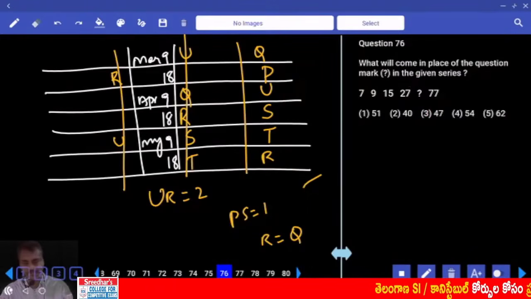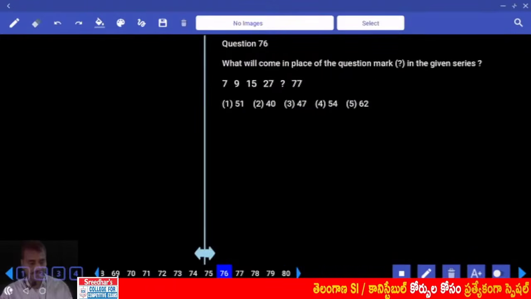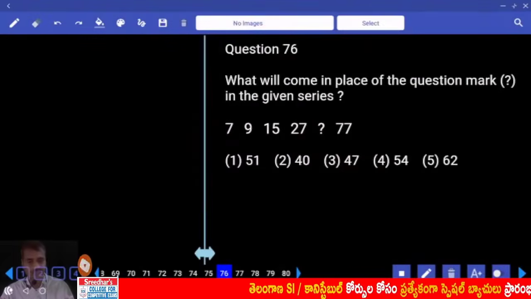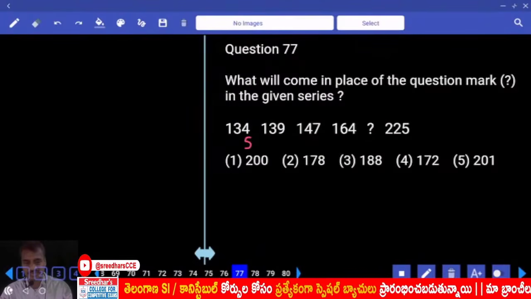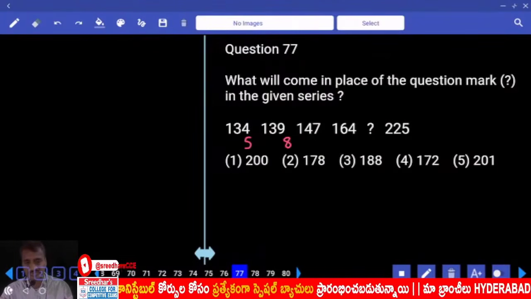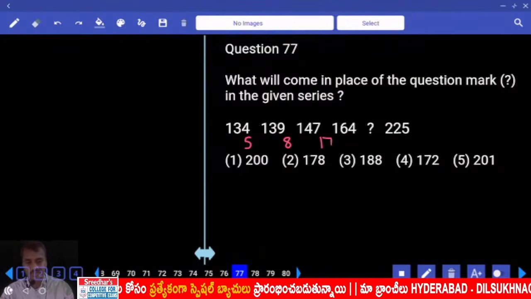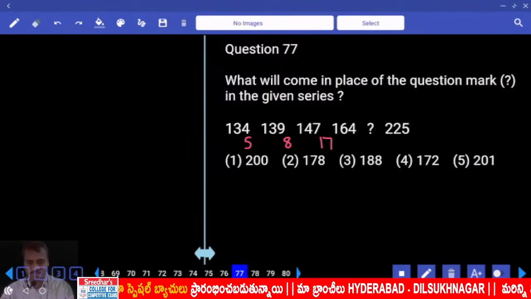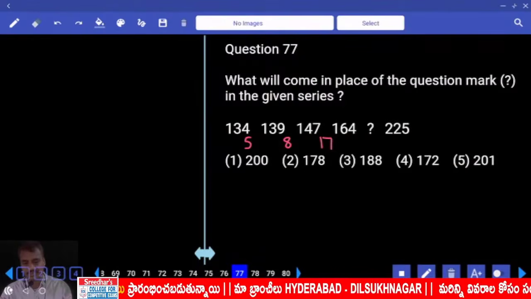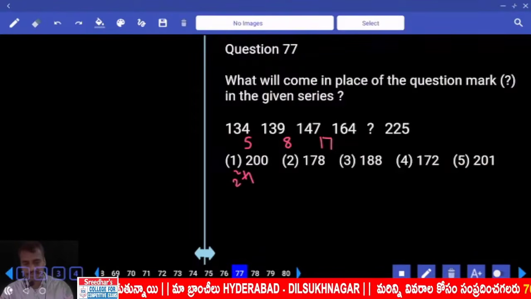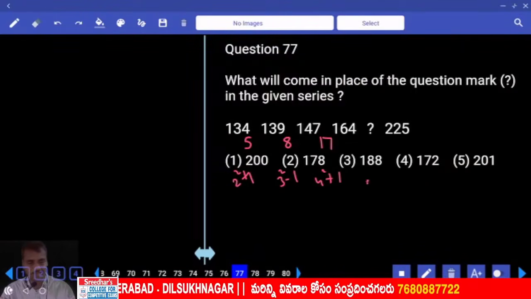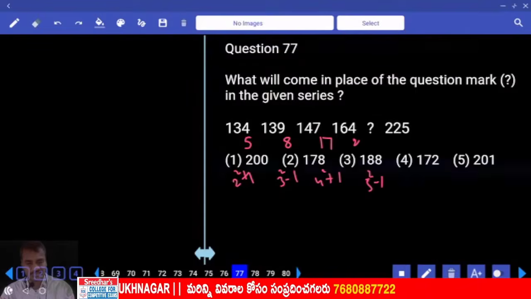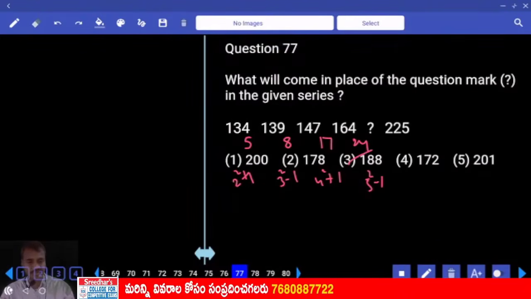Then the next one, 77. In this 77, 7, 9 and 134 and 139, the difference is 5. 39 and this one, the difference is 8. 47 and 64, 17. And 5, 8, 17. How can you relate this to 5 and 8? 5 can be written as 2 square plus 1. Now this can be 3 square minus 1. Now this is 4 square plus 1. Then 5 square minus 1, 24. Now 64 plus 24 is 88. So 77 is 88.